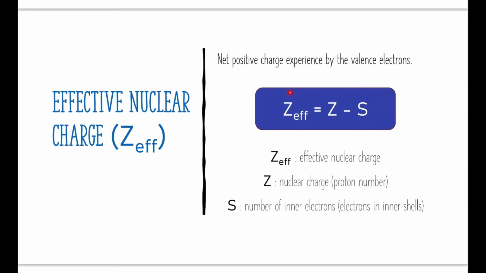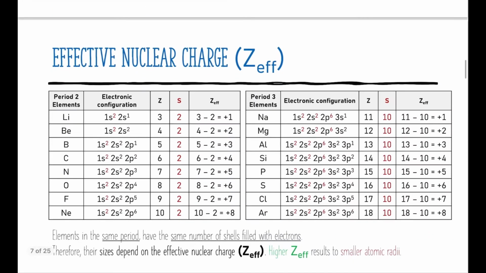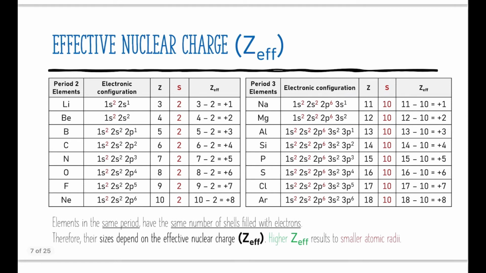To calculate the effective nuclear charge, you need to minus the nuclear charge, or proton number, with the number of inner electrons. Number of inner electrons is the electrons that reside in inner shells. This is how you calculate the effective nuclear charge.